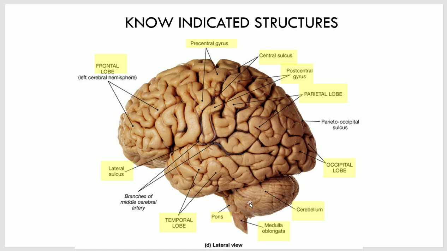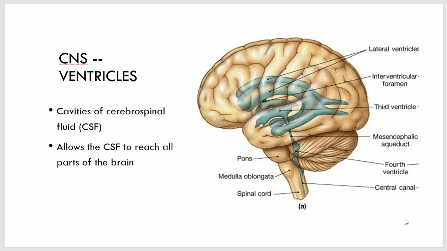Then we've got the cerebellum down here. Then we have our brainstem with the pons. It's like a little marble that sits on top of the medulla oblongata. So you will be required to label all of these.